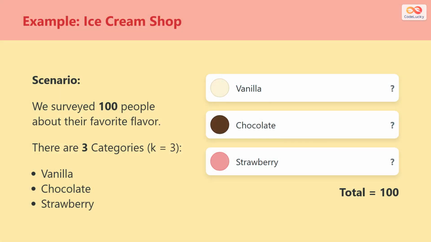Let's look at a concrete example. Imagine an ice cream shop survey with 100 people. We have 3 categories: vanilla, chocolate, and strawberry. So k equals 3. We know the total must add up to exactly 100.